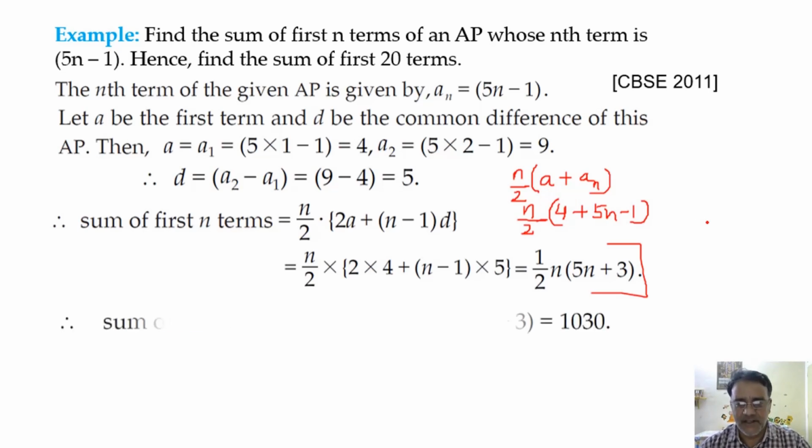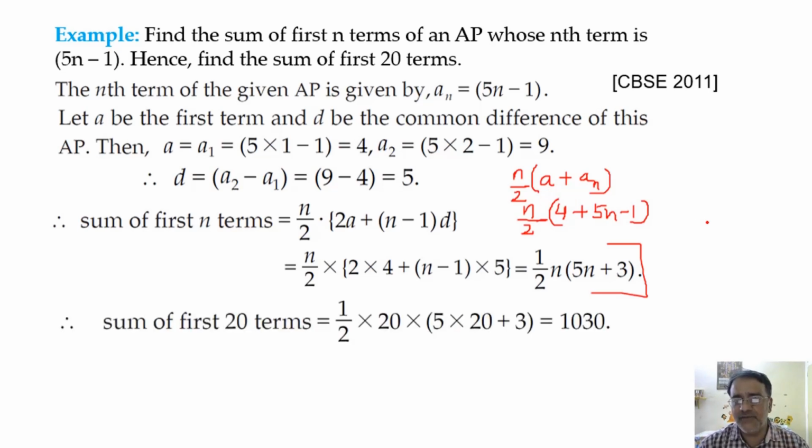Yes, sir. Right. So now we need to find the sum of first 20 terms. So what will we do? Right here we will substitute 20. So half into 20 into 5 into 20 plus 3. If you solve it completely, you will get the answer 1030. Any doubt in this question? No, sir. Okay.